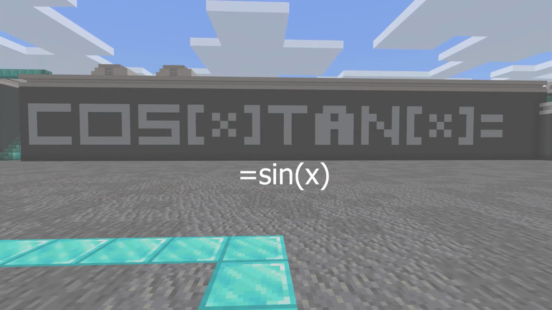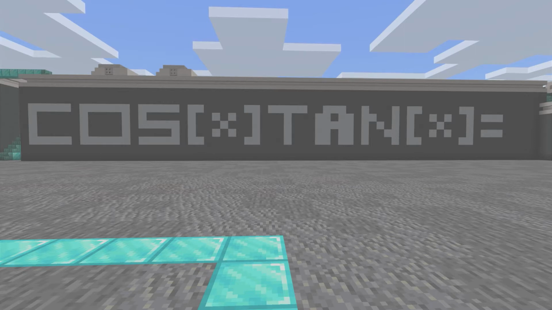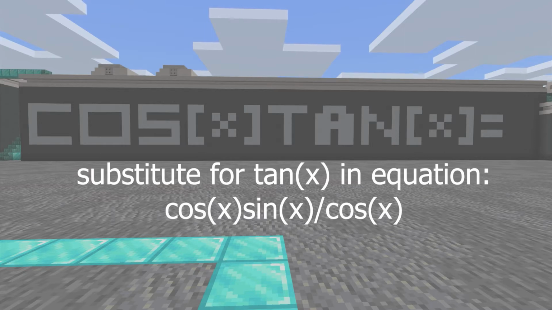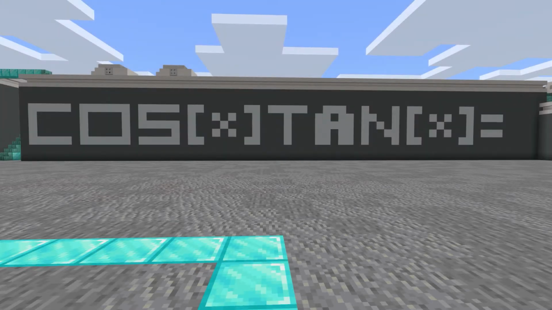And if you said sine x, you are completely correct. Cosine x times tangent x equals sine x. And let's talk about why. So by definition, tangent x equals sine x divided by cosine x. And so just substitute that into the equation, so you get cosine x times sine x divided by cosine x. Those two cosine x's cancel out, and you get sine x. And we could go into the proof as to why that is, but I don't want to belabor the point. So you can look in the description below for the proof itself.